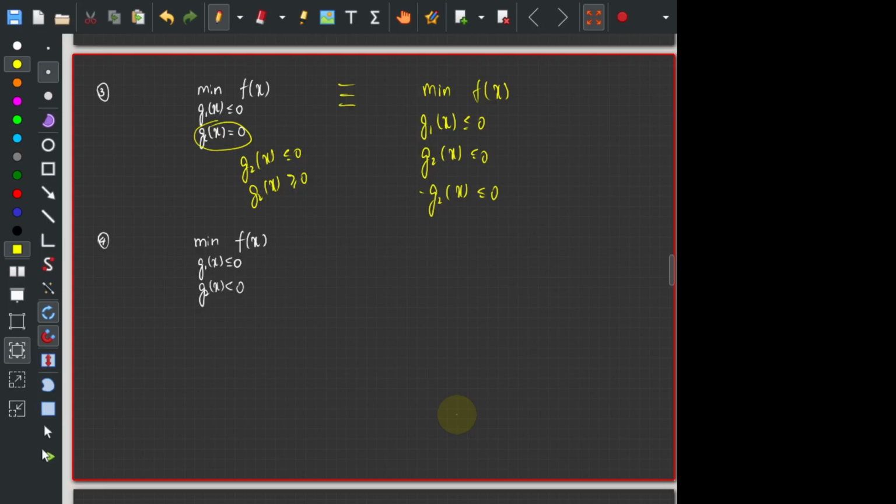Minus g2 of x. Sorry? Minus g2 of x. But that's not the same as g2 of x strictly less than 0, right? Minus 1 by g2 of x. Why do you say that this is okay? Is it true for all g2?